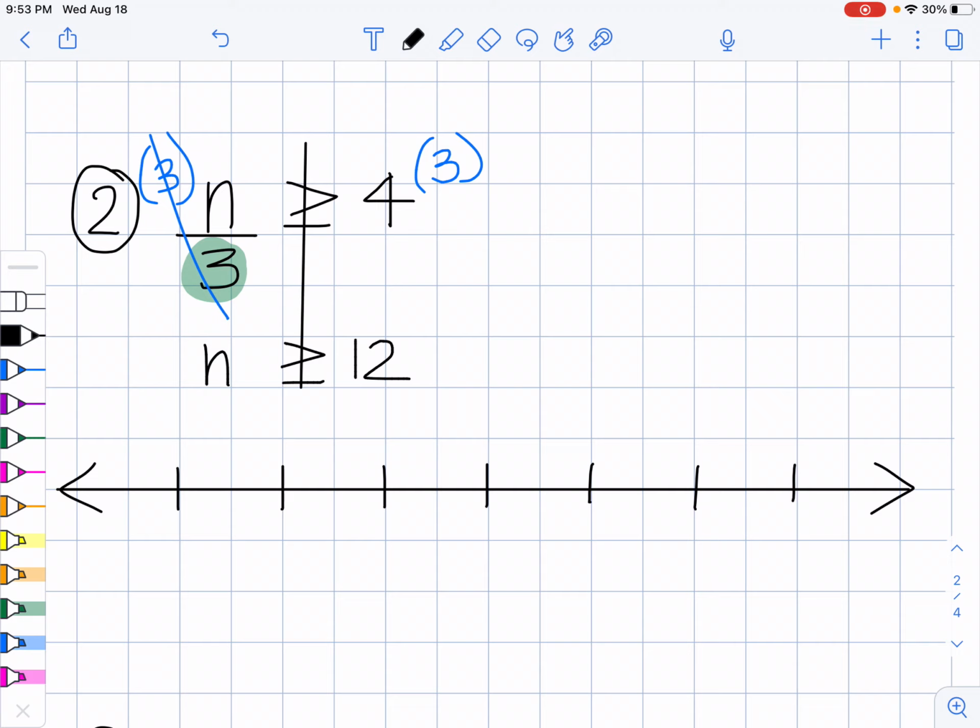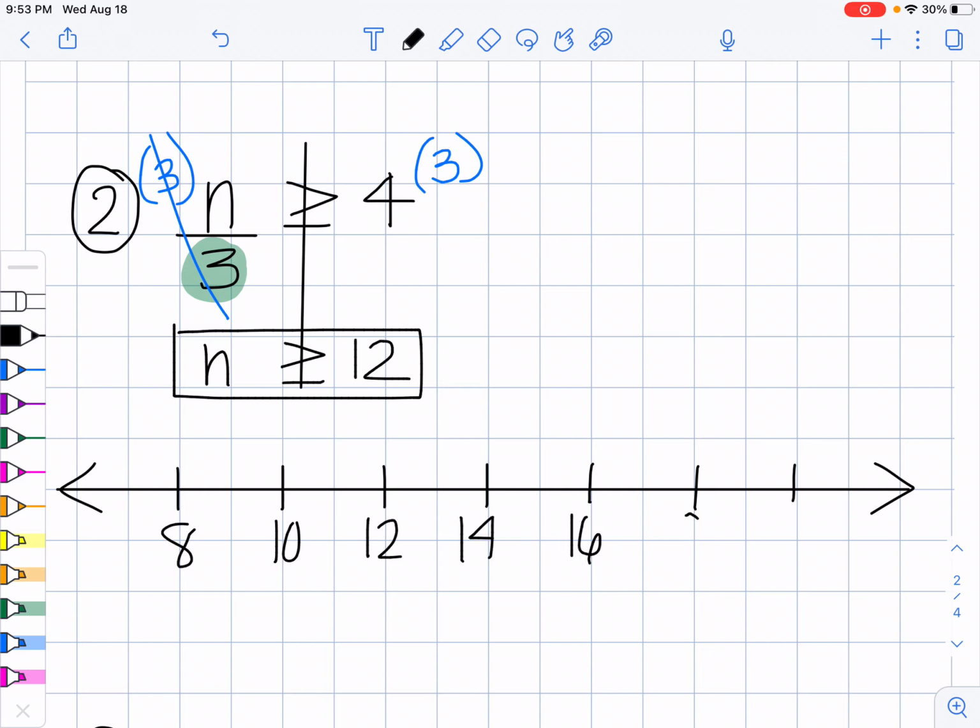Now, do I have to worry about flipping my inequality? No, because I did not divide or multiply by a negative number. I'm going to count by 2's here. So I'm going to go 8, 10, 12, 14, 16, 18, 20. Okay, my number's going over 12.